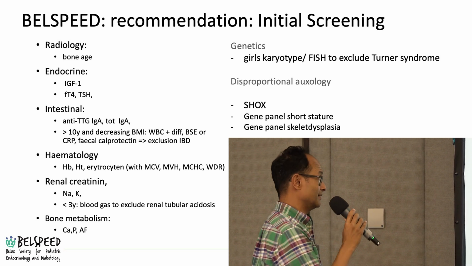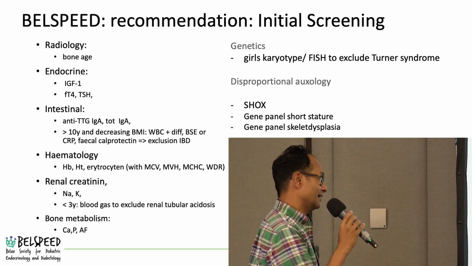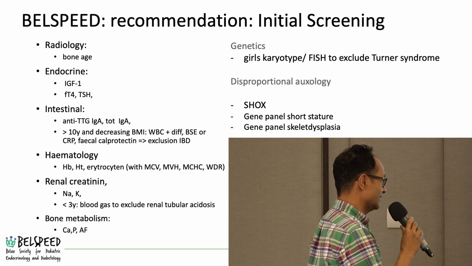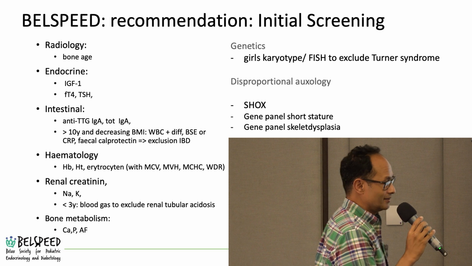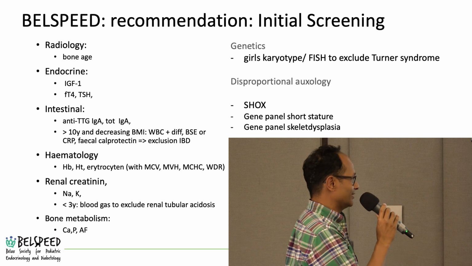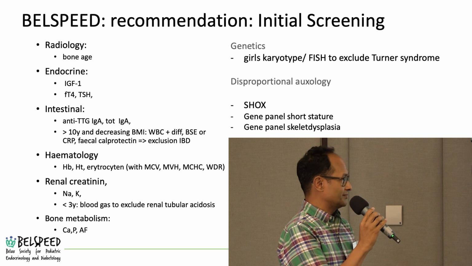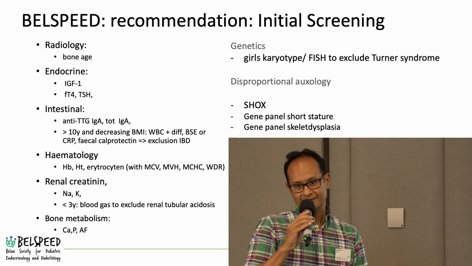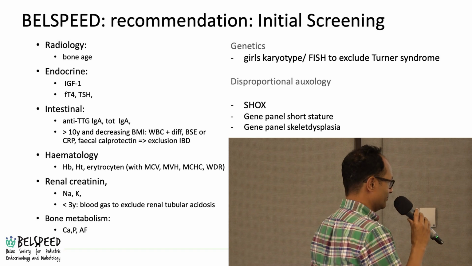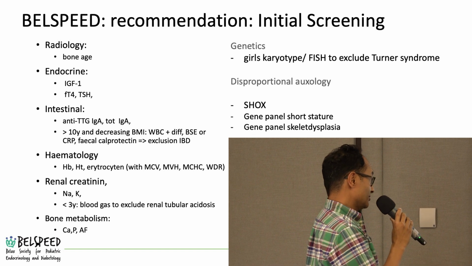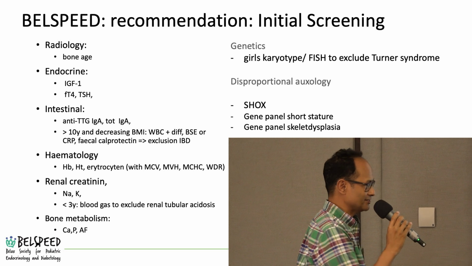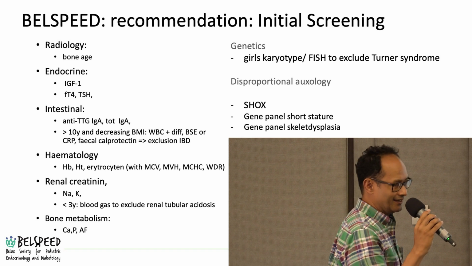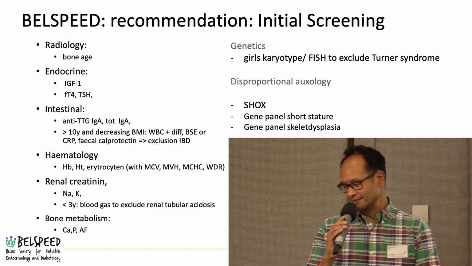Intestinal parameters would be to rule out celiac disease, and also when the child is older than 10 years old and the BMI is decreasing, we recommend to do a blood count, and also, I think most important, the fecal calprotectin to exclude inflammatory bowel disease. Anemia can also induce poor growth, so we recommend to do a blood count, and renal function can lead to growth failure, and also, in very rare cases, bone metabolism.